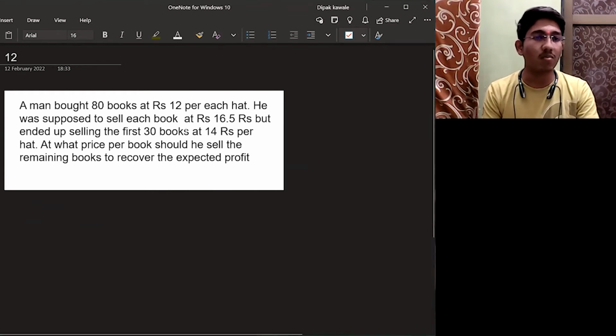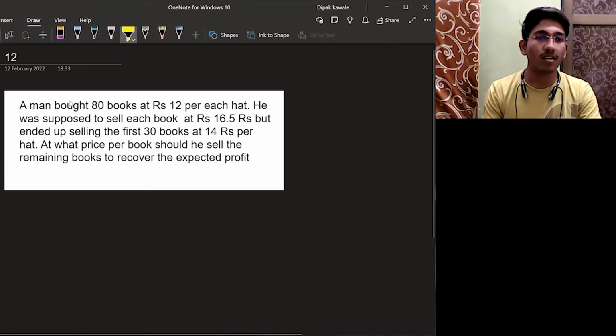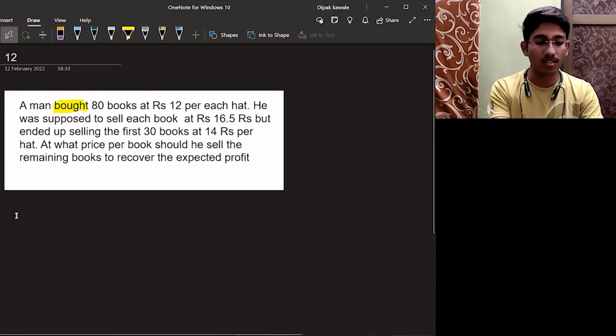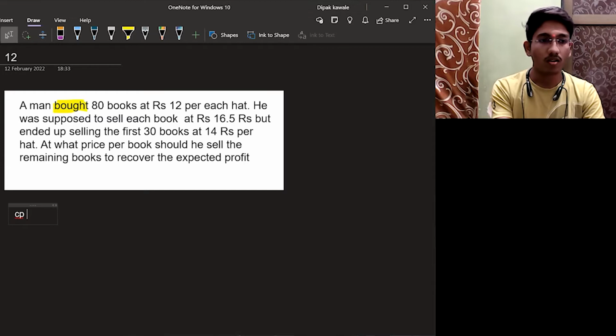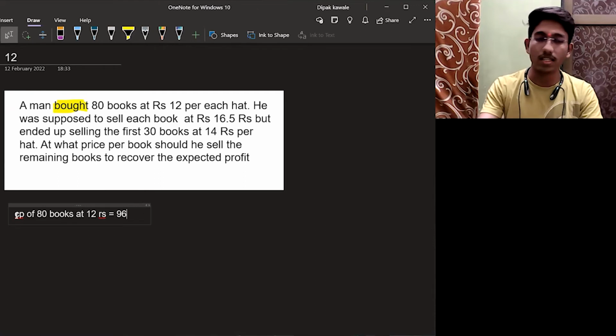A man bought 80 books at rupees 12 each. Sir, whenever it is said that he bought, this is my cost price. So what is my cost price? The cost price of 80 books at 12 rupees is nothing but 80 multiplied by 12, which is 960.